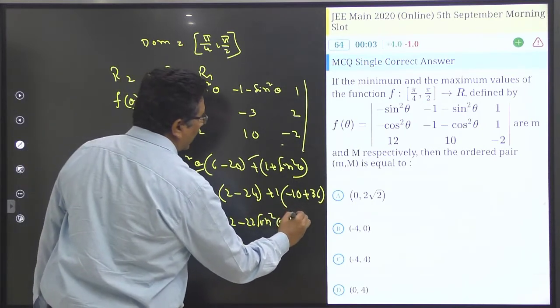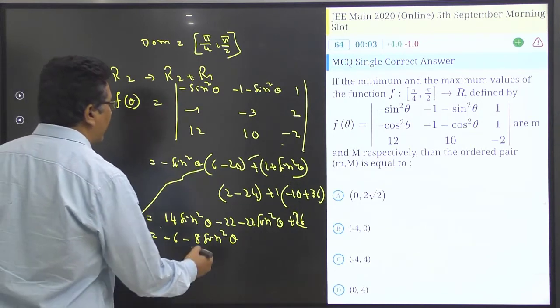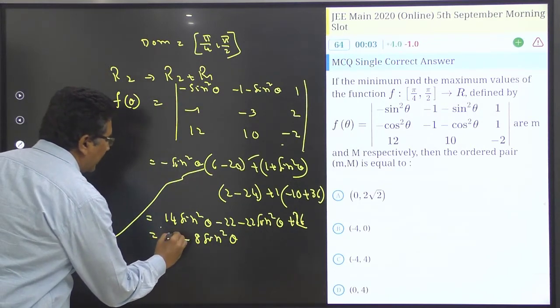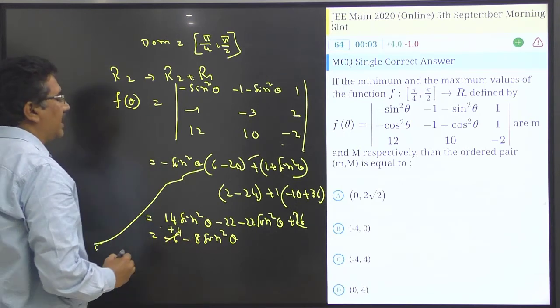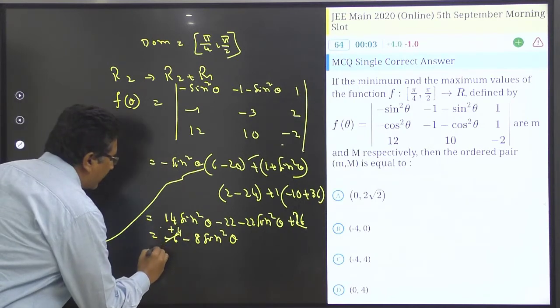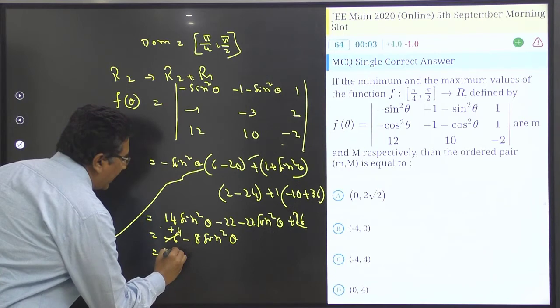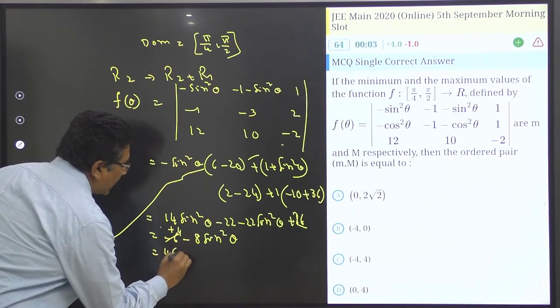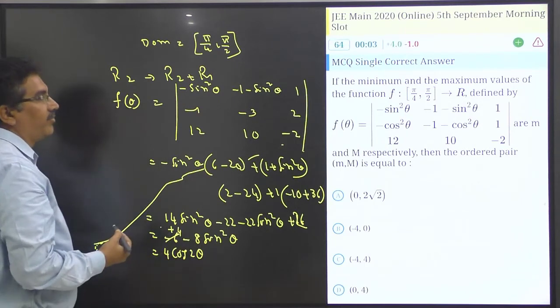36 minus 10, this is 26. 26 minus 22, that is plus 4. This is 4 minus 8 sine square theta. Take 4 as common: 1 minus 2 sine square theta, that is cos 2 theta.